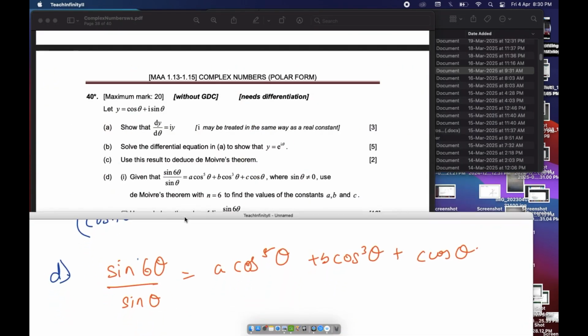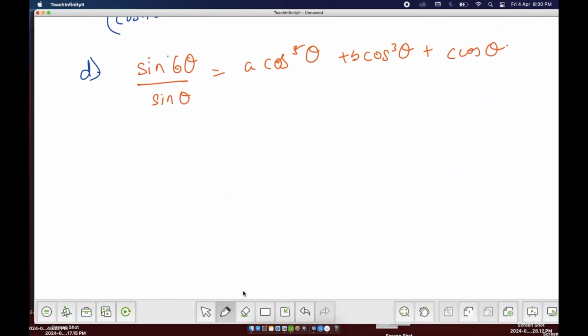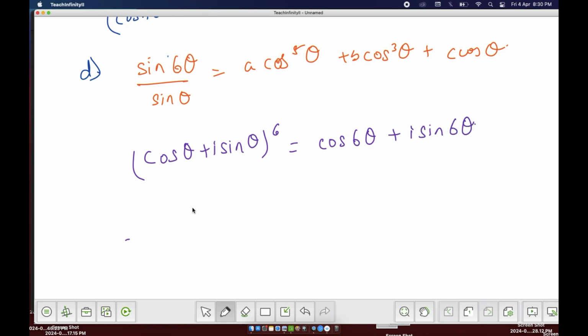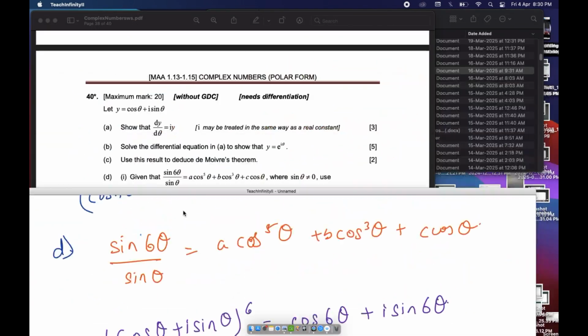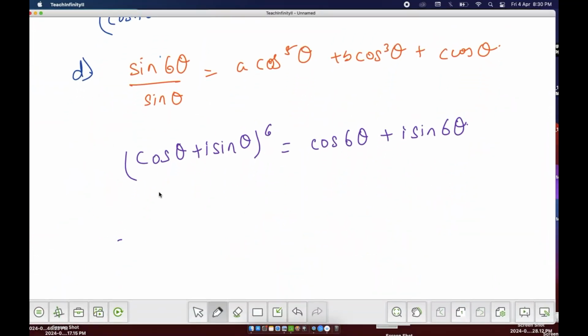Okay, so let's start fresh. Let's say (cos theta plus i sin theta) to the power 6. That gives us cos 6 theta plus i sin 6 theta. Now, considering how many marks this is, I'm understanding that maybe I need to do binomial expansion on the left side. Since we are only concerned with the sine elements, let's focus on only the imaginary part. In the first case, 6C0, there won't be any imaginary part. So we'll start with 6C1.